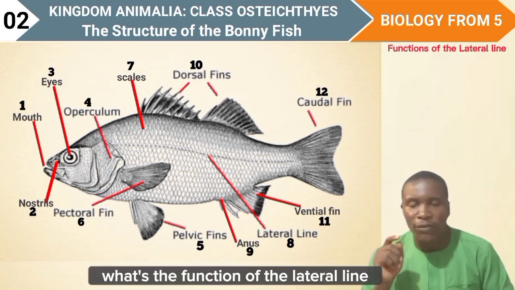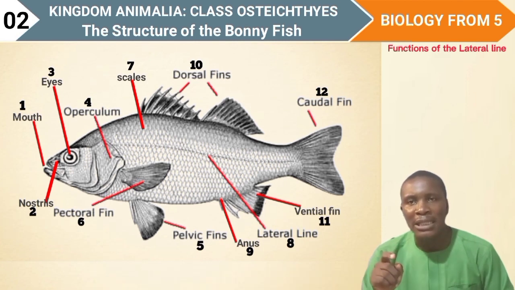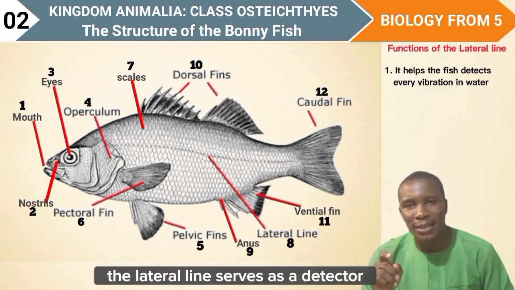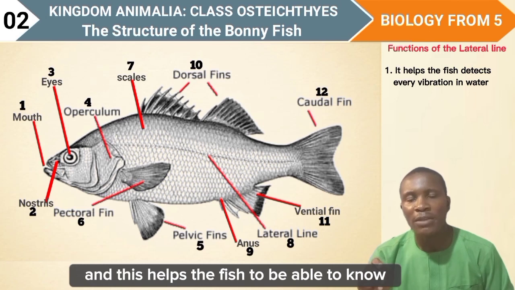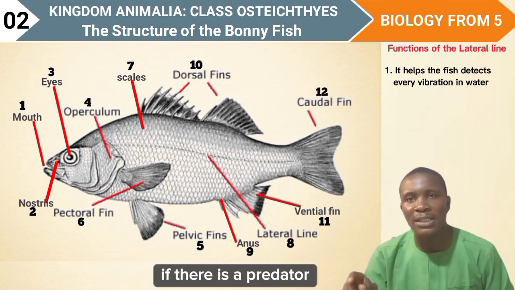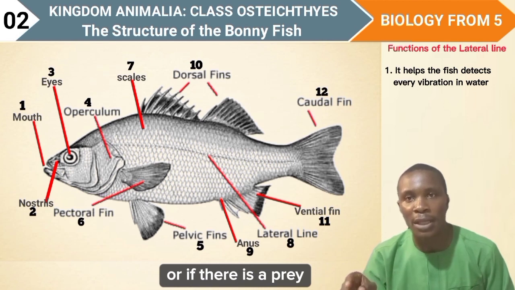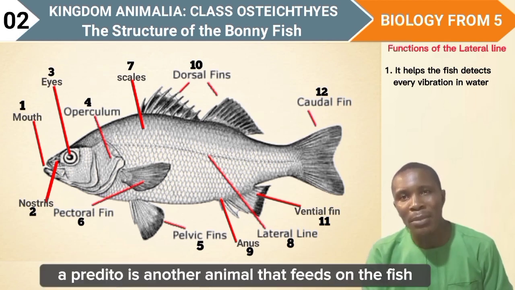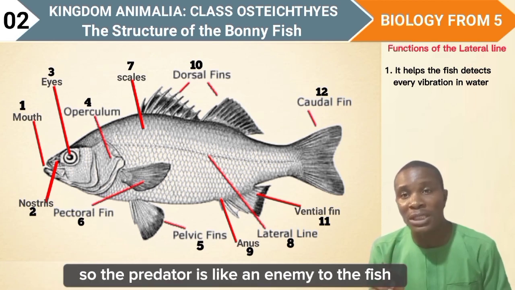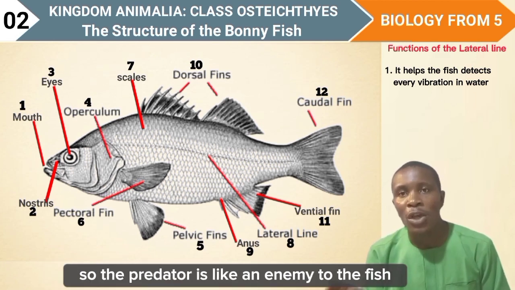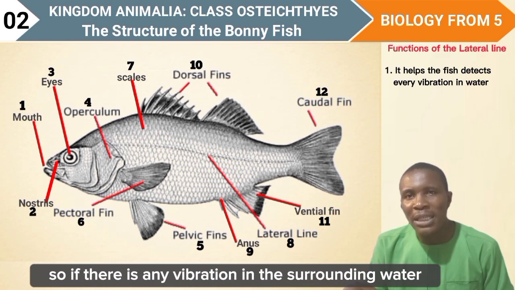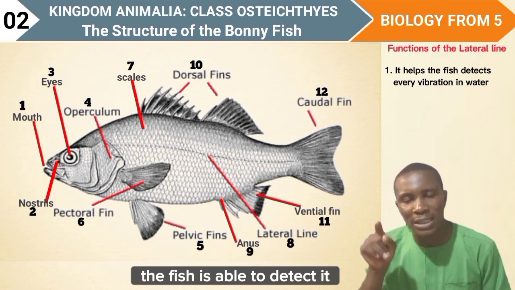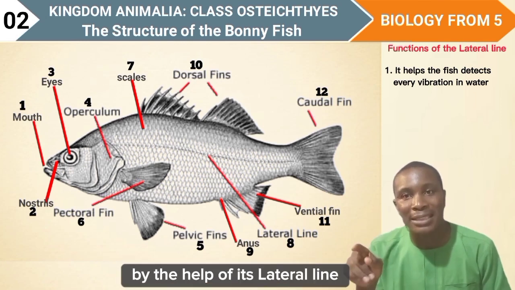Now the question is, what's the function of the lateral line? The lateral line serves as a detector. It detects every vibration in water, and this helps the fish to be able to know if there is a predator or if there is a prey. A predator is another animal that feeds on the fish. So the predator is like an enemy to the fish, while the prey is what the fish feeds on. So if there is any vibration in the surrounding water, the fish is able to detect it by the help of its lateral line.